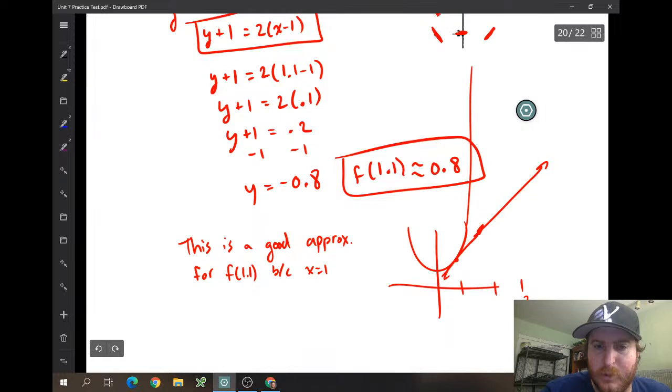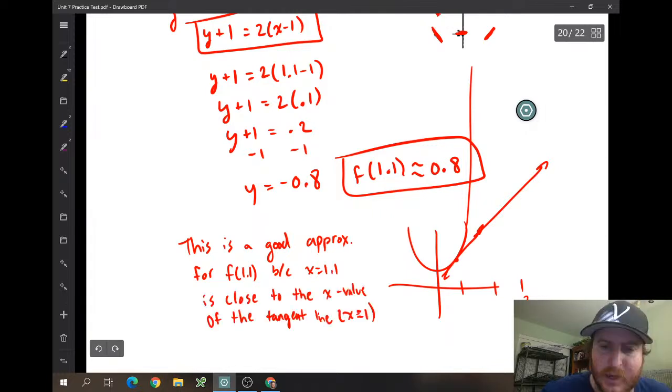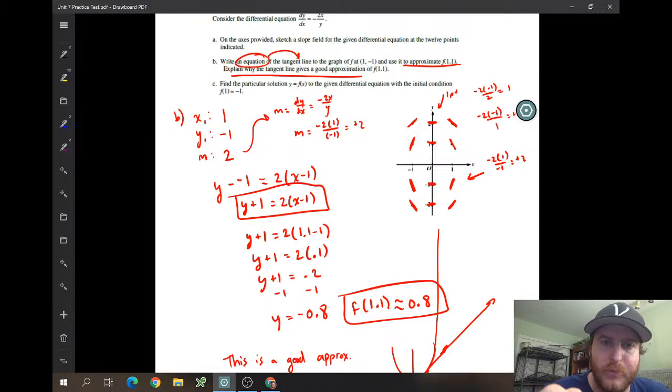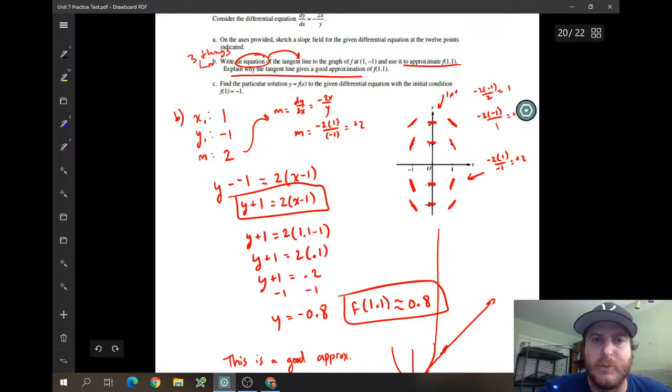This is not a common question. I don't think I've ever seen this asked on the AP exam. But it's just something to kind of think about in practice and make sure we're reading. Okay? Big thing is make sure we're reading. This asks 3 questions. Write an equation, use it to approximate f of 1, and then explain why. So it asked me 3 things. We need to make sure that we answer all 3 of those things. A lot of times students will just stop after one of them and then they'll miss out on other points.